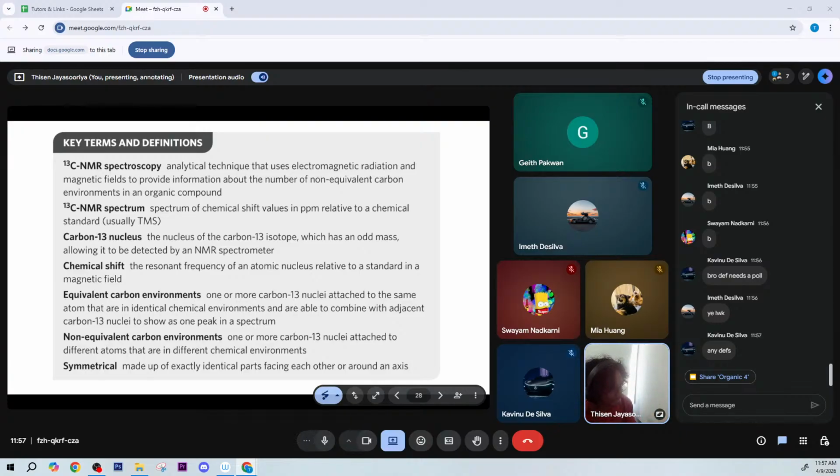So, maybe just understanding this idea of equivalent carbon environments and non-equivalent carbon environments. Equivalent carbon environments mean that they are the same. Non-equivalent ones means they are different carbon environments. And this is called carbon-13 NMR, or what does NMR stand for again?